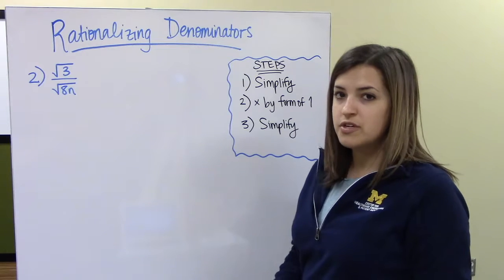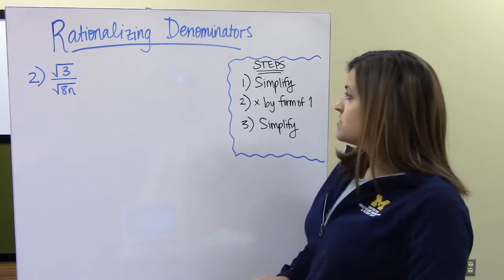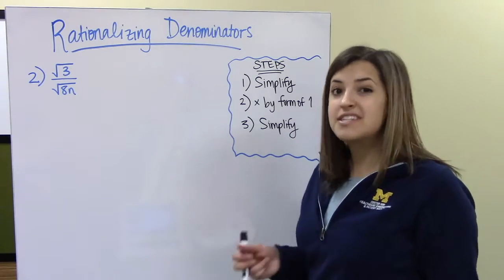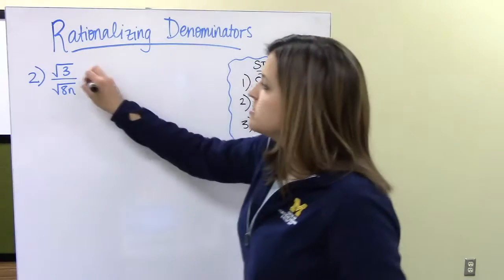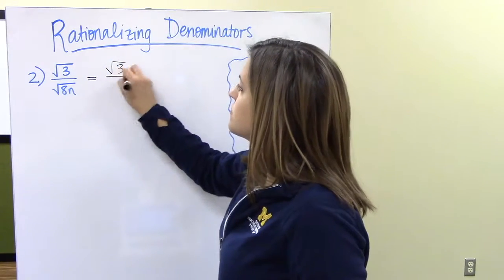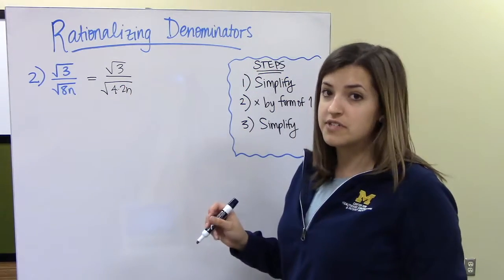Okay, example number 2 says the square root of 3 over the square root of 8n. So we're going to follow our steps. Our first step is to simplify, and we can simplify here because 8n can be reduced. So let's rewrite this as the square root of 3 over the square root of 4 times 2n, because 4 is a perfect square.